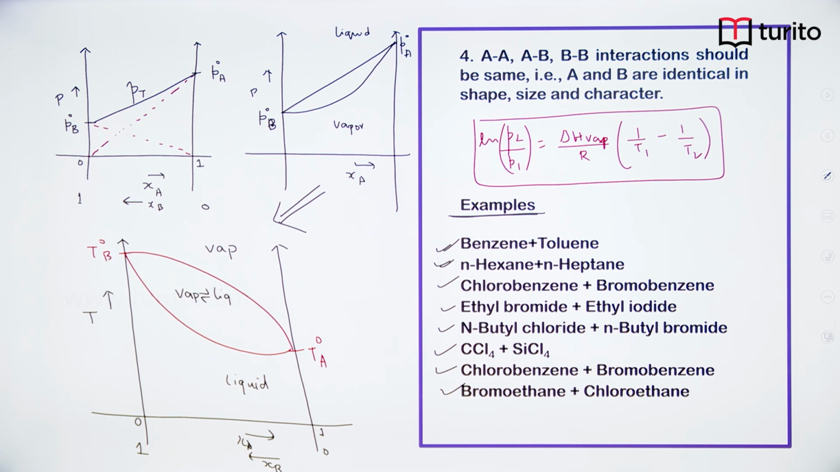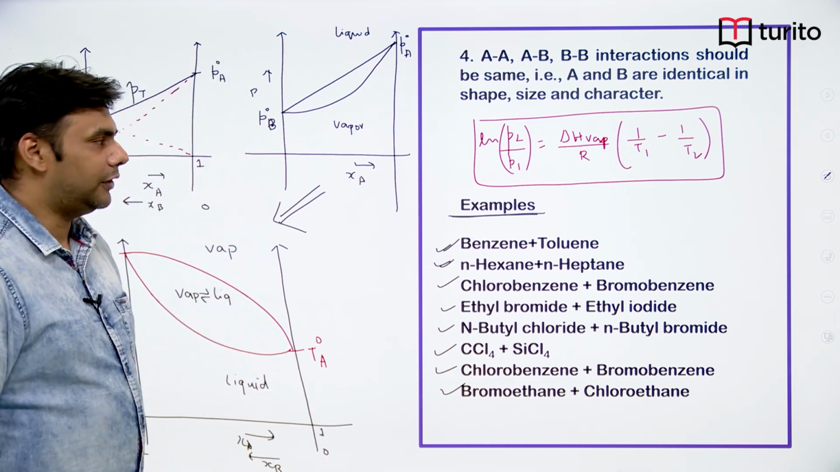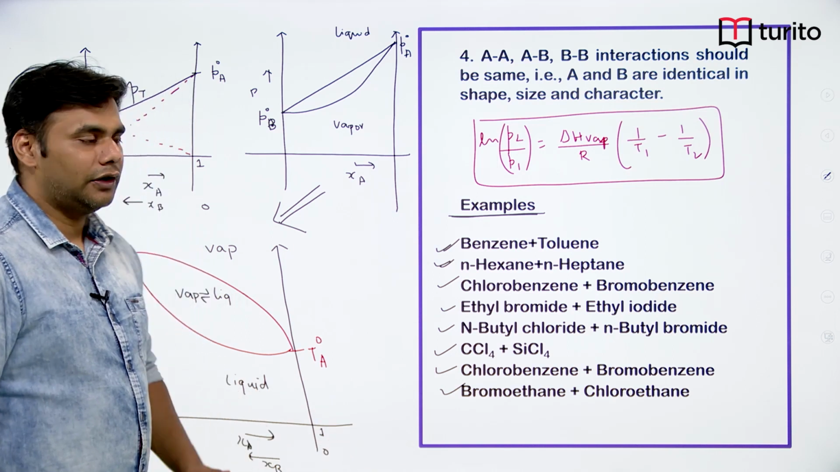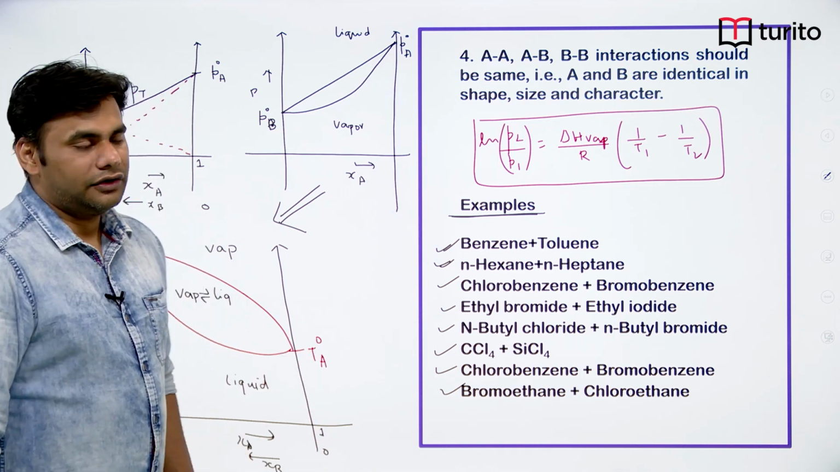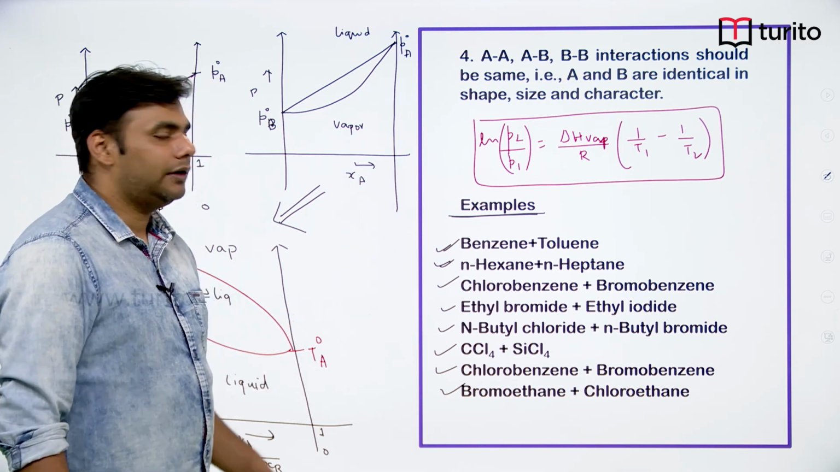Hope this is clear to everyone. Okay, examples are very important. Questions are directly asked on examples. They will ask, for benzene and toluene, which of the following properties is true for the benzene and toluene mixture? Delta H equals 0, delta H is positive, delta H is negative, or delta G is positive. So the answer would be delta H equals 0. So you need to know the examples.